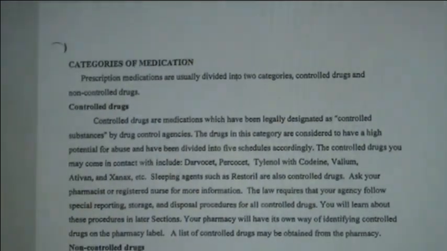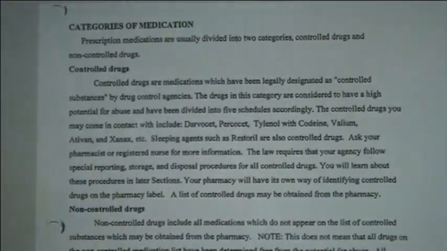Categories of medication. This is very important, so pay extra attention. I know you've been paying attention, but this section here can send someone to jail. There are some medications that the government has considered controlled, like Percocet, Valium, Tylenol with codeine, Ativan, Xanax, because they are very potent. These are medications that are very strong. They are also very, very addictive.